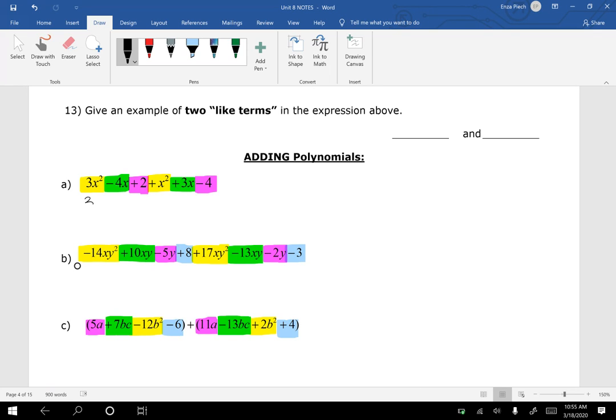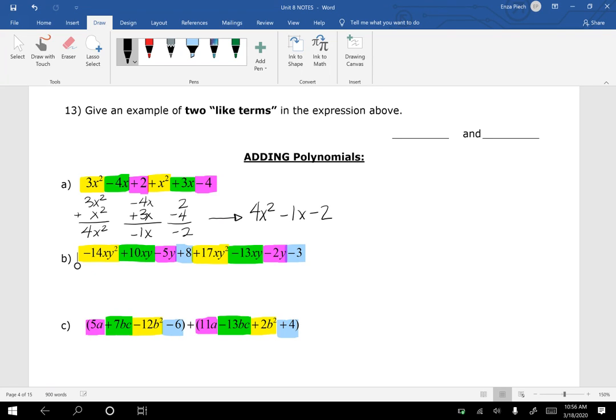We've got 3x squared plus x squared, and we get 4x squared. We have a negative 4x that we are adding 3x to. So we have a negative 1x. And then our constants, 2 minus 4, and we get negative 2. So what we're going to do is combine all of those, smush them all together so that we have a very unified expression. So 4x squared minus 1x minus 2.